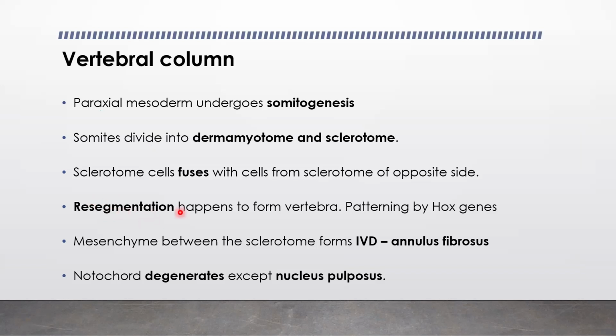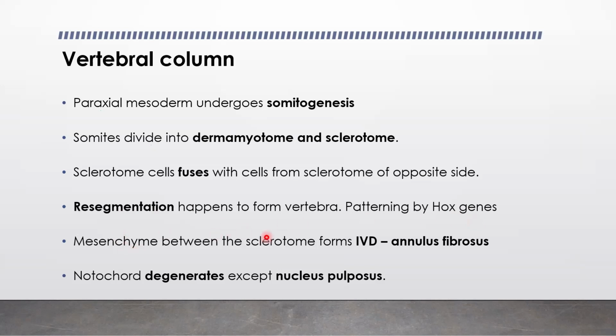So resegmentation happens to form the vertebra. And for the vertebrae to be different, because you know the cervical vertebra is not similar to the thoracic vertebra, the differences will come due to patterning by the Hox genes. These Hox genes will lead to the presence of various molecules, those molecules will lead to concentration gradients, and those will lead to the formation of different types of vertebrae.